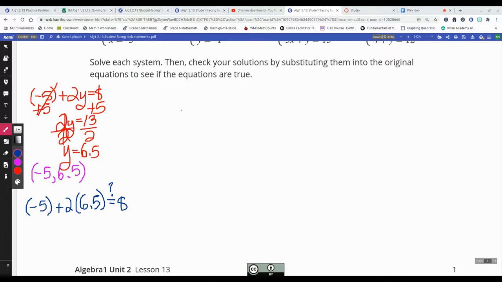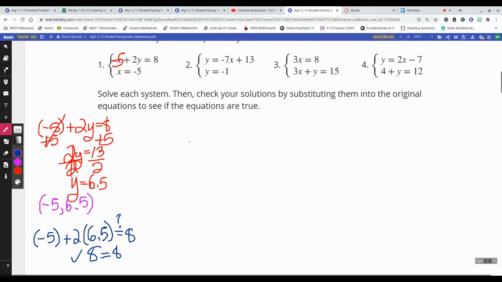All right. So -5 plus 2 times 6.5. And there we go, right? That's -5 plus 13. It works. So I know I'm correct. All right. Let's try number 2.